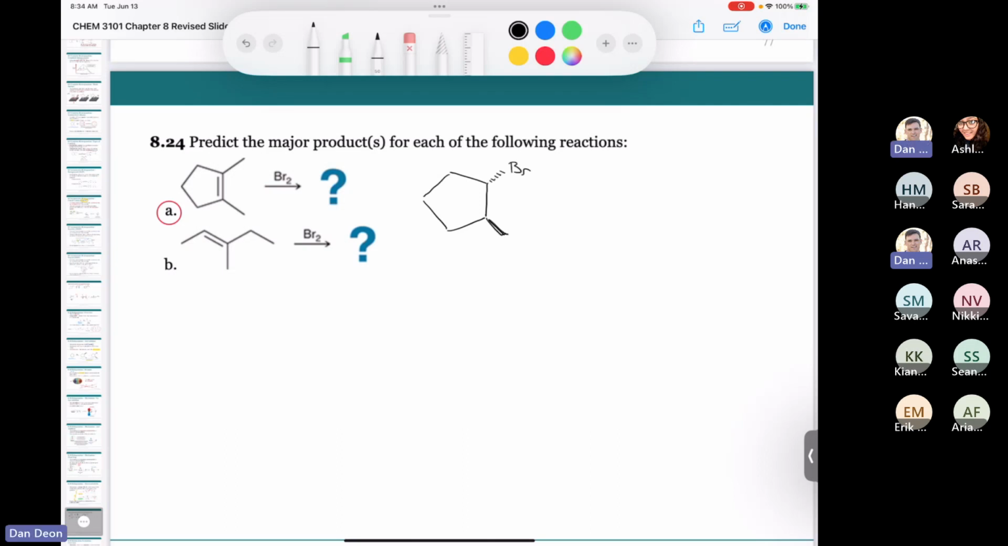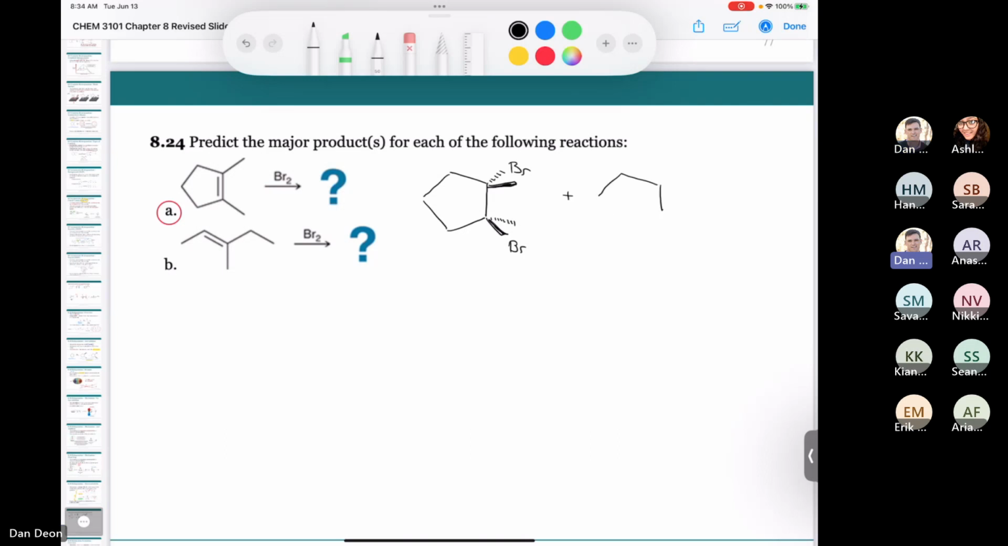You're going to have one bromine coming up. So what that means is that the methyl group on the top has to be up, and the methyl group down here has to be going down. And you're going to produce the enantiomer as well. So let's draw the enantiomer.